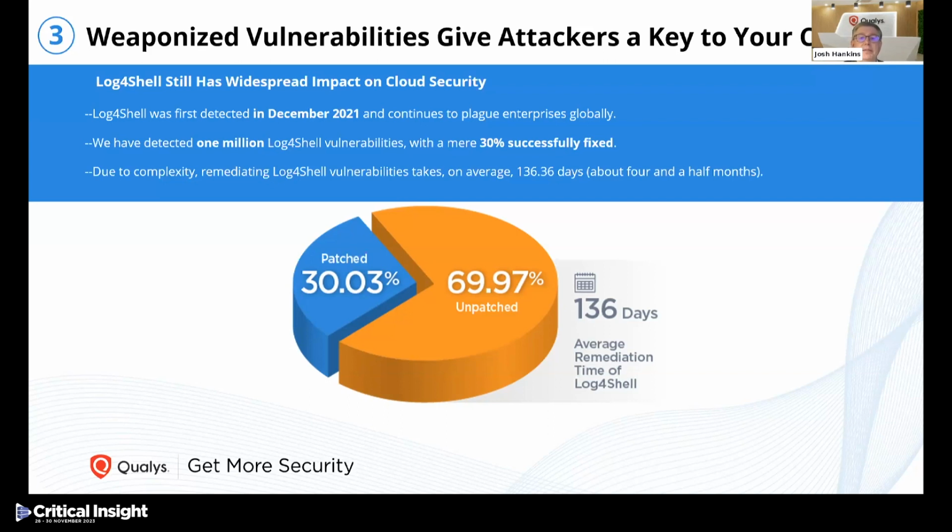And we also found that obviously there are patches for Log4Shell, but it's still woefully under-remediated, with a bit under 30% patched. It's due to the complexity across the 3 major CSPs, and it takes an average of about 4.5 months to do that. When you do the math, about 70% of the items are still unpatched for Log4j that's externally facing.